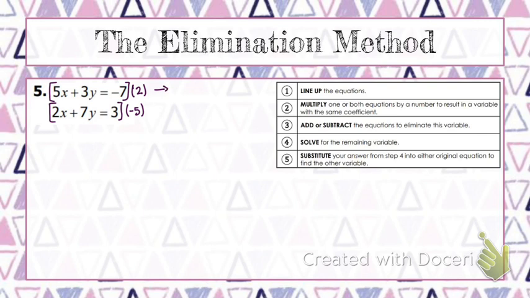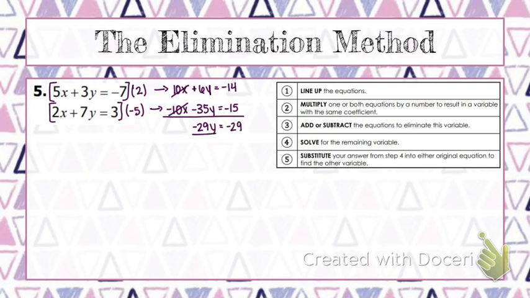So when we distribute that 2, we have 2 times 5x is 10x, 2 times 3y is 6y, and 2 times negative 7 is negative 14. And then we're going to distribute our negative 5, and we're going to get negative 10x minus 35y equals negative 15. And we can add these two together. So our 10x and negative 10x cancel each other out. And then 6 minus 35 is negative 29y. And negative 14 plus negative 15 is negative 29.